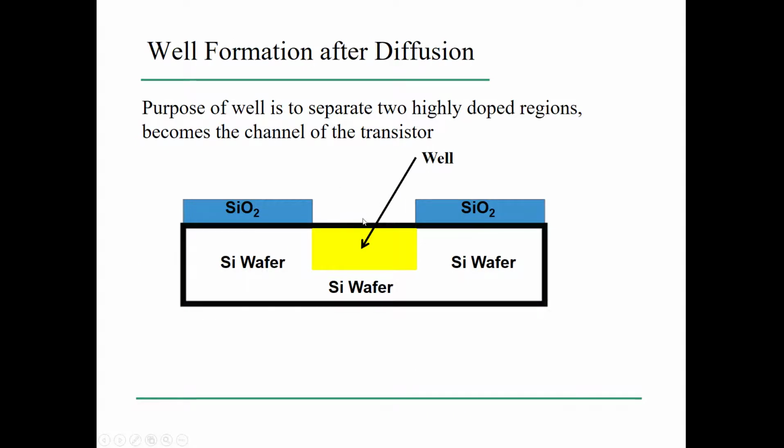Okay, so after the ions are penetrated into the wafer, heat is used to diffuse those ions deeper into the wafer, and it creates what's called a well. And this well will end up being the channel of the transistor.